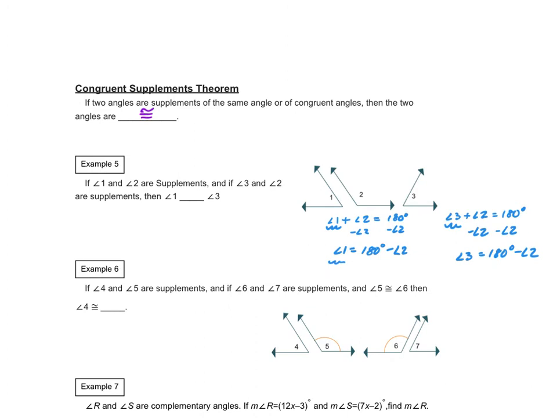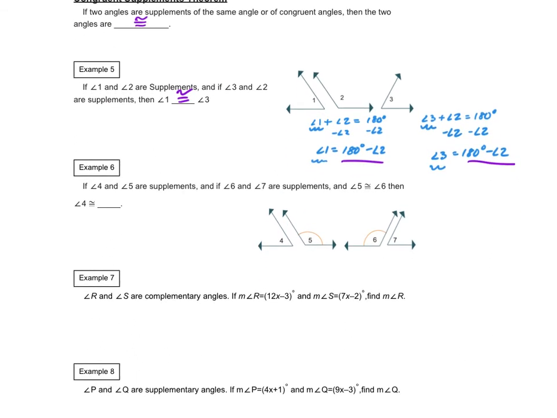And if you notice, angle 1 and angle 3 equal the same thing. So there we go. We know that they are going to be congruent. And that's one thing that if we remember the definition, we don't have to keep doing the math. So that's why learning our definitions is very important.